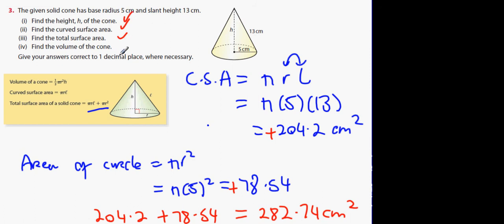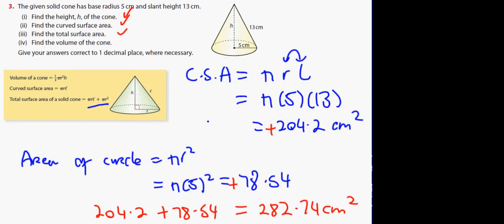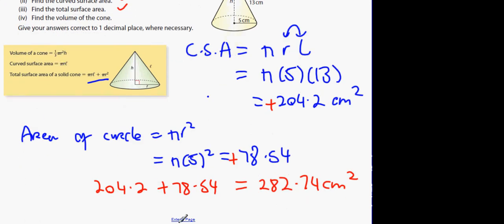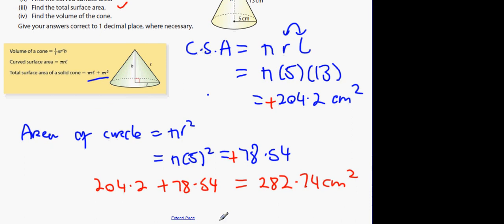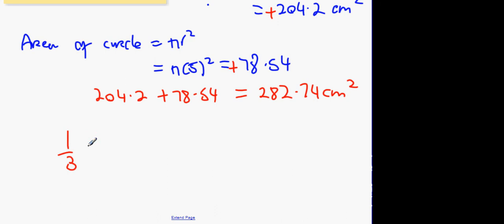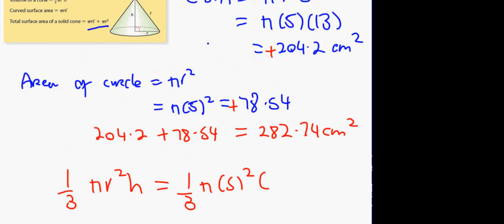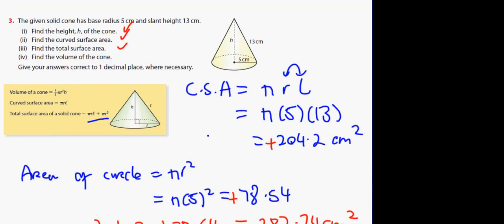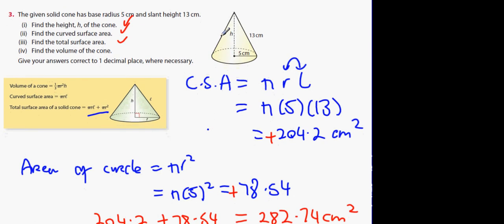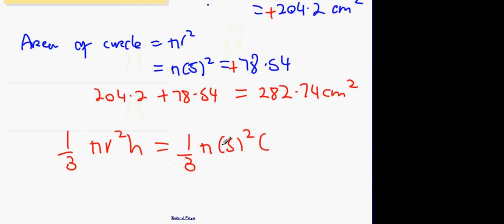Now we have the volume of a cone. The volume of a cone is the formula here: a third pi r squared h. So a third pi r squared h, and that's going to be a third pi, r squared is 5 squared, h is what do we get h as? 12, wasn't it? So it's 12. Put all this into the calculator, and what do we get?